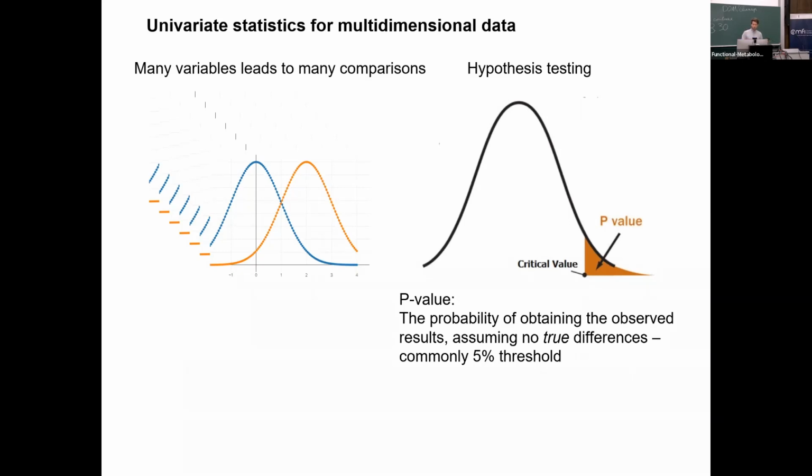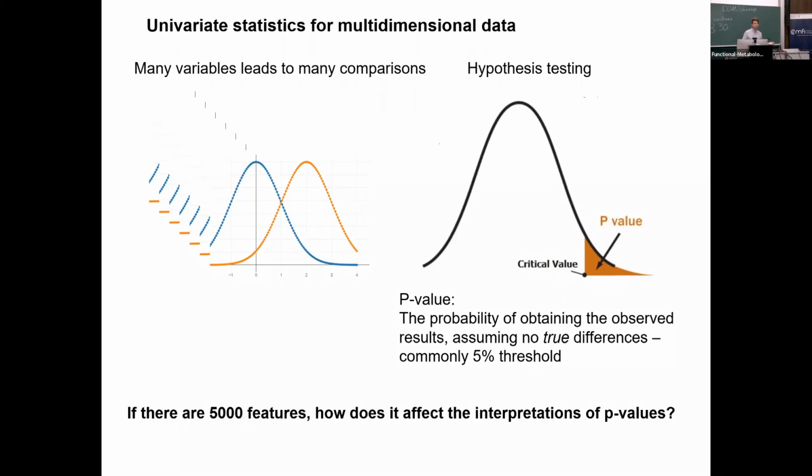Because the p-value originally says that it's the probability of obtaining the observed results when you assume that there are no true differences between groups. And you commonly set this probability to a 5% acceptable threshold. However, if you have, for example, 5,000 features, it's going to affect how we interpret those p-values. Because if you run 5,000 independent tests, and there is a 5% chance of a chance finding, you will get around, on average, 250 false positives in your data set. So of course, this is something you have to take care of.